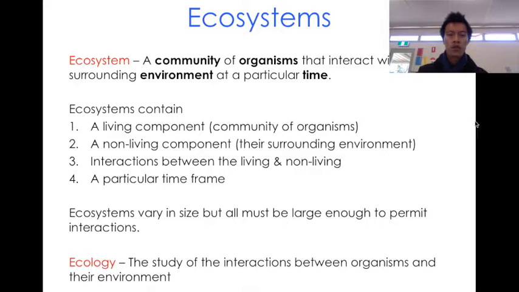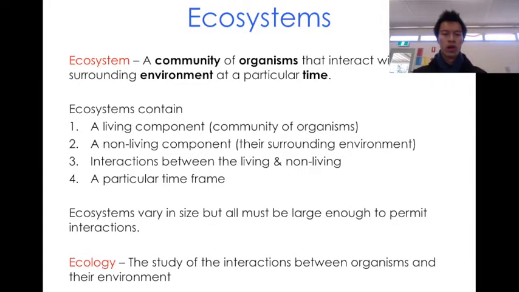So the first part, the community part, is the living component of an ecosystem. So for an ecosystem to be an ecosystem, there needs to be different groups of living things that are together. It also has a non-living component, which is the surrounding environment. And the environment is the place in which those organisms live.